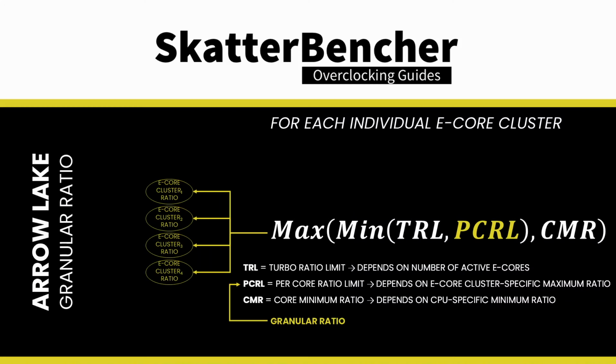Basically, the granular ratios allow us to set a CPU frequency in steps of 16.67 and 33.33 MHz. It does this by downbinning from the per-core ratio limit. And that also means that we cannot set a granular ratio as the turbo ratio limit. It really gets downbinned from the per-core ratio limit.